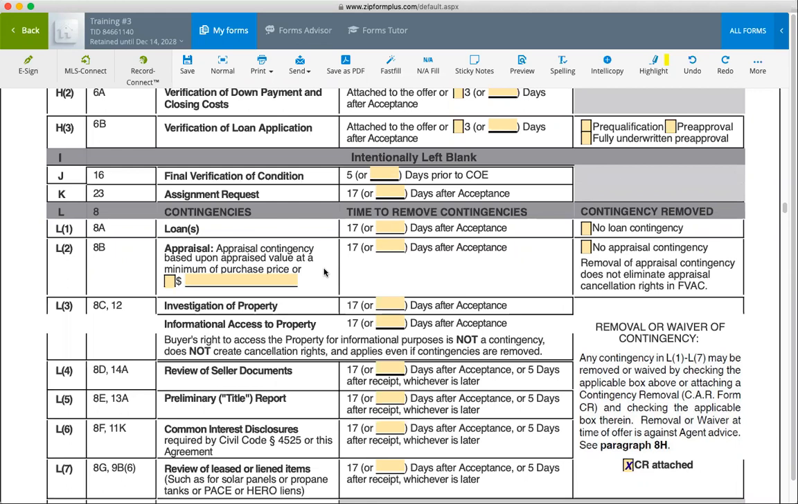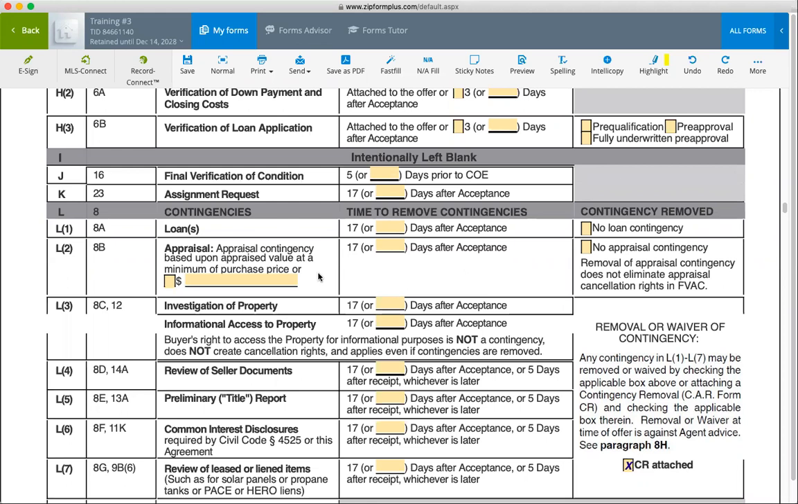Appraisal. Appraisal is a contingency. And the default is that the appraisal will be a minimum of the purchase price. Sometimes on offers that are exceeding the listed price, you might put the listed price in there. So as long as it appraises for the listed price, I'll pay the premium above the appraisal. Things like that. But usually, the default would apply here, and that the appraisal contingency is based on the appraised value being equal to the purchase price.